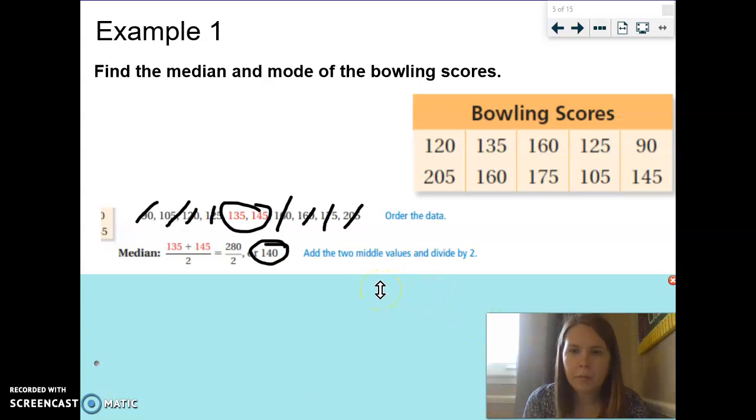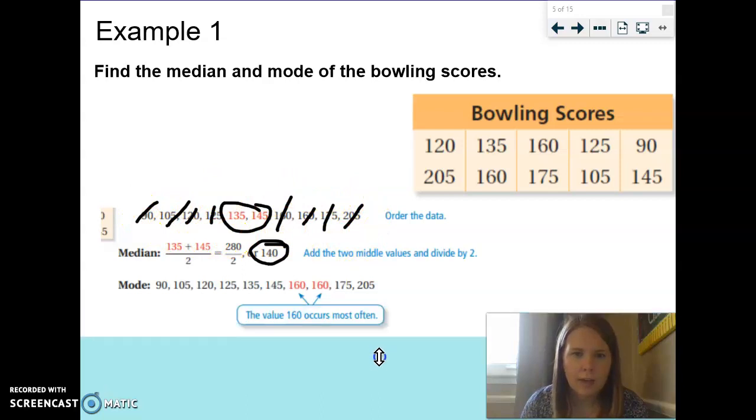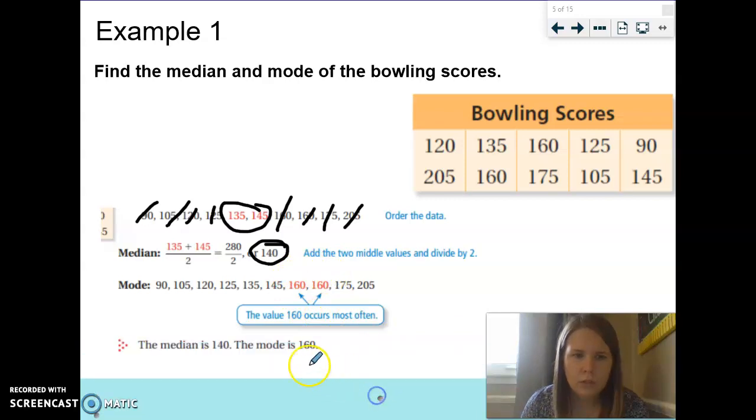Then your mode, remember, your mode is the number that happens the most frequently. If you could have seen, even when we had this all labeled out in ordered numbers, there should have been at least one number that stuck out to you that you've seen more than once. And that number happens to be this 160. So the 160 occurs the most, so then your mode is 160.